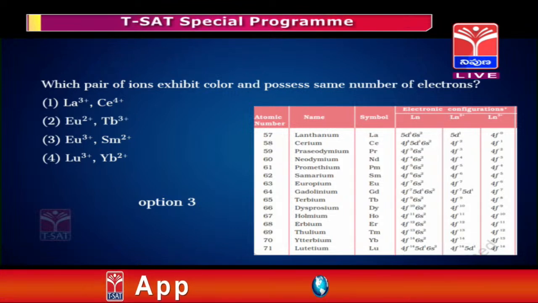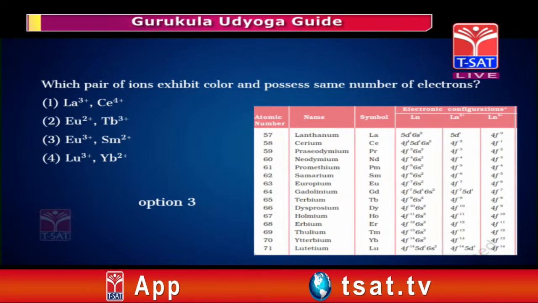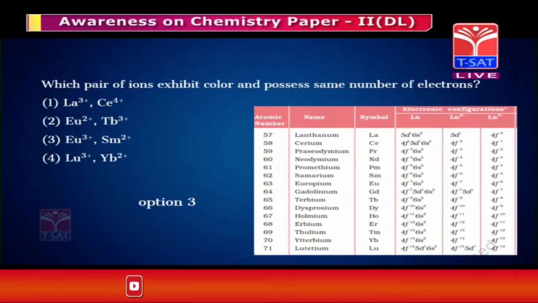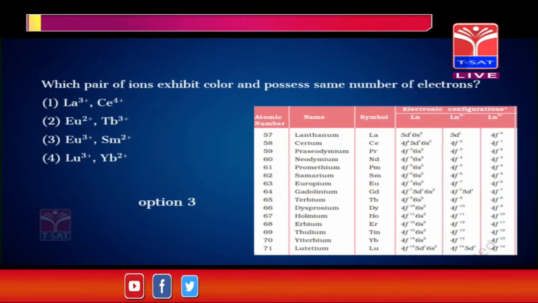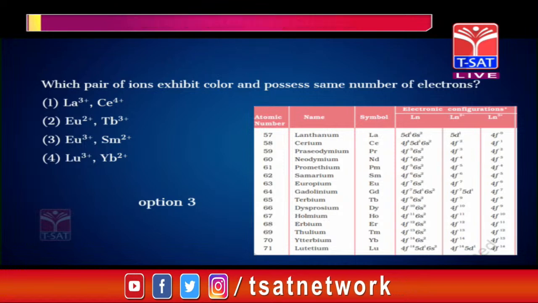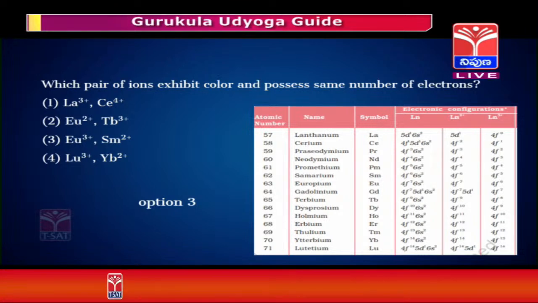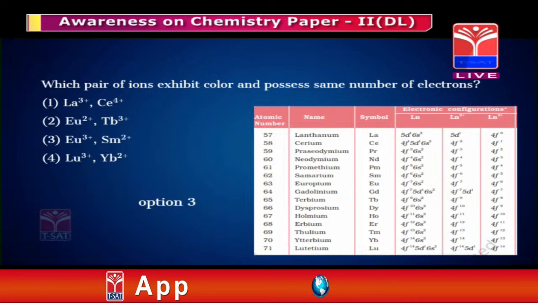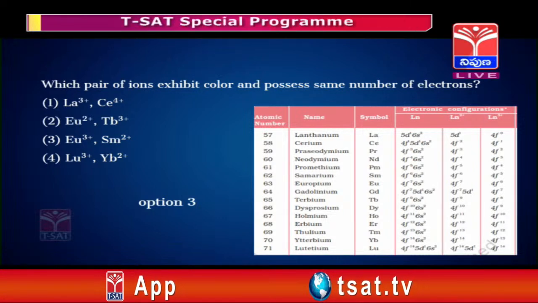Suppose the first pair, if you see, they are colorless, they are not having any electrons also, and second pair, third pair, fourth pair, like that if you examine, see the table I have given here, one reference table. Option 3 is correct, europium 3+ and samarium 2+. Europium 3+ is F6, samarium 2+ also F6, both are colored.